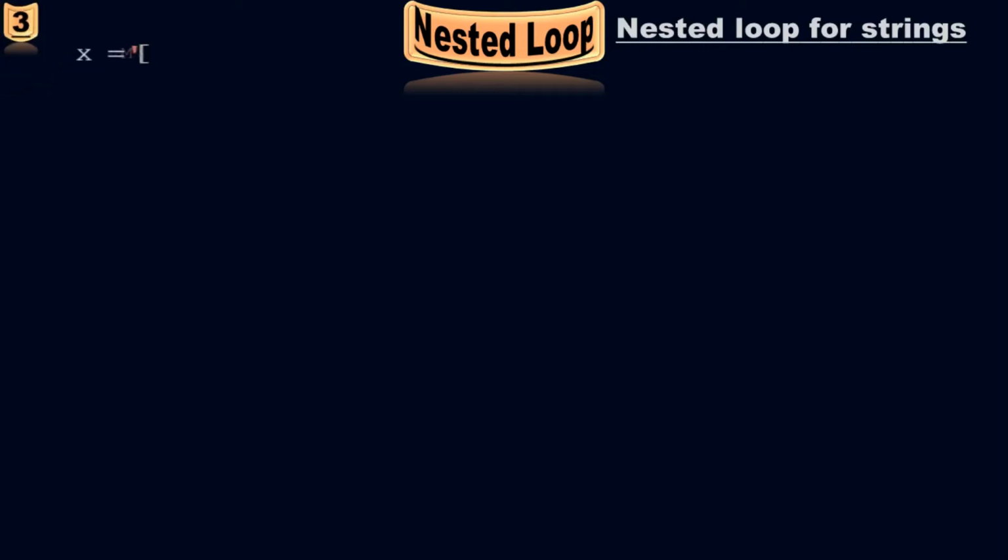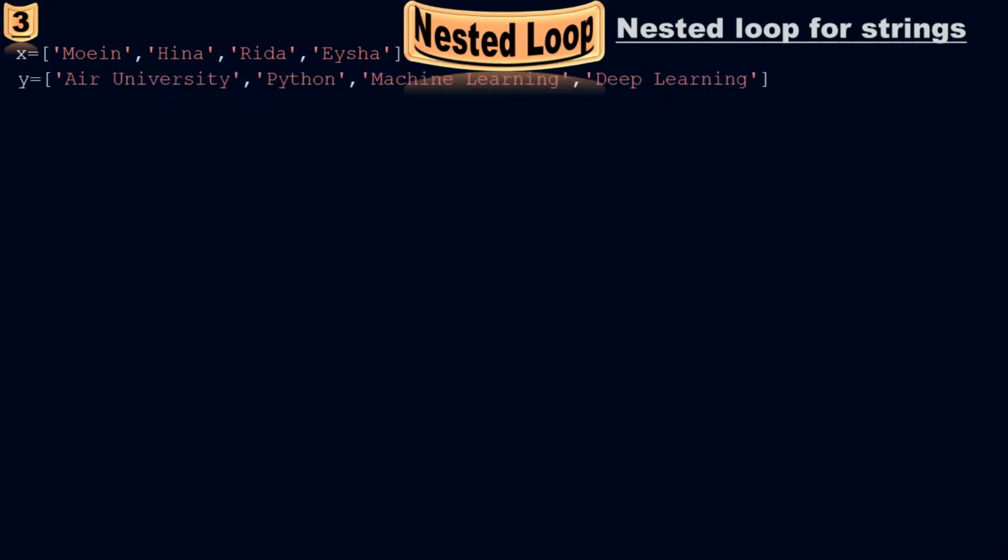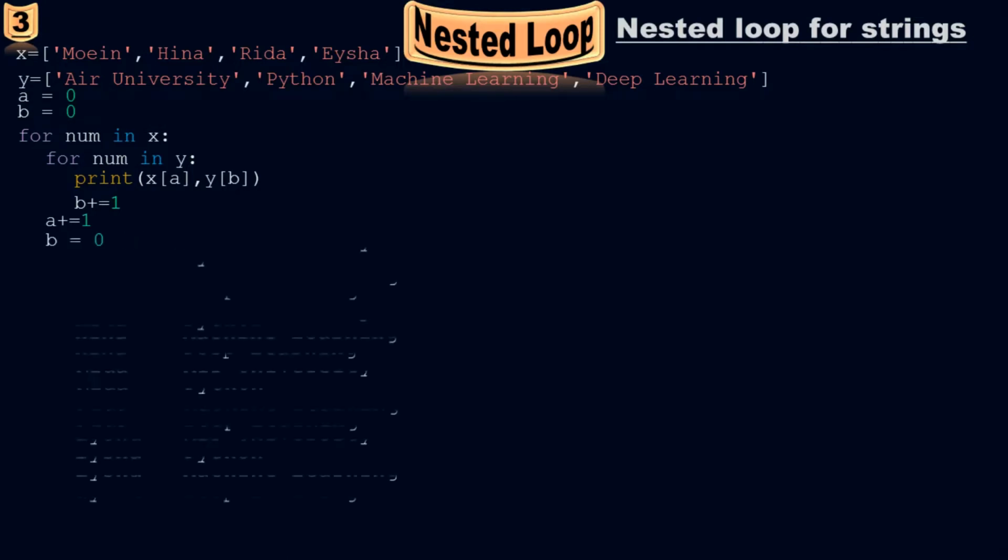Example number 3. X equals to Moein, Hina, Rida, Isha. Y equals to Air University, Python, Machine Learning and Deep Learning. Initially I said A equals to 0, B equals to 0, and then to use the for loop, for number in X, for number in Y, take the point of X of A, comma, Y of B, and then B plus equals to 1, A plus equals to 1, B equals to 0. When you run it, you will get this output.